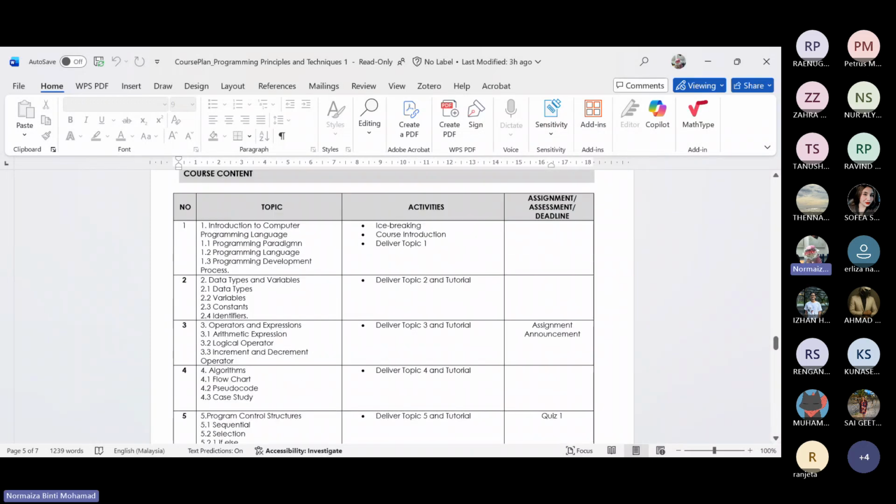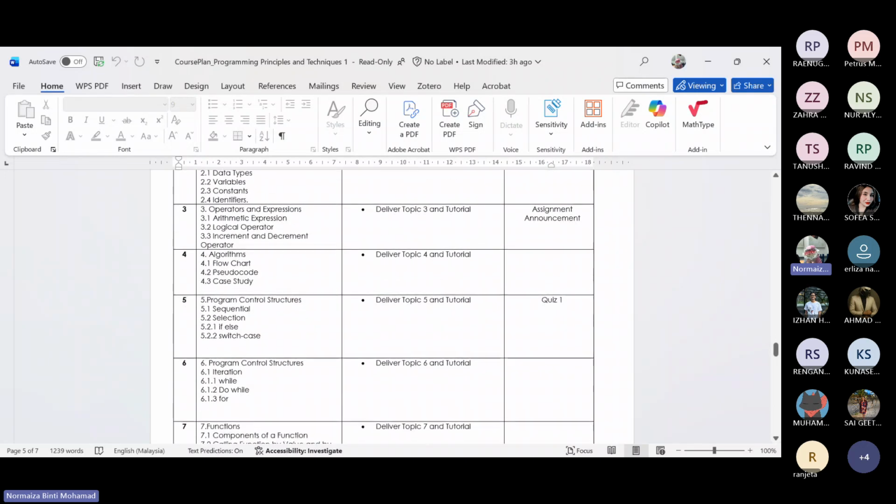Okay. And then topic 4 is algorithm. We look at flowchart, pseudocode, and a case study on how to do flowchart and pseudocode. In topic 5, we look at program control structure. We look at sequential, selection, if else, and switch case. Those are the different types of control structure.